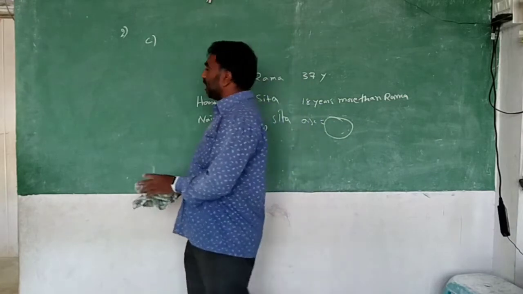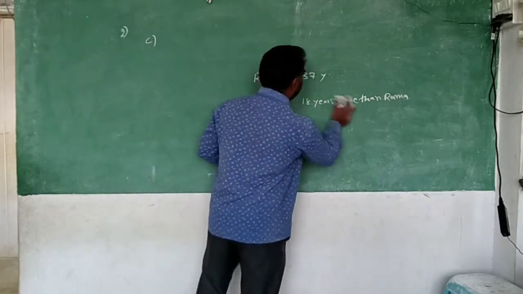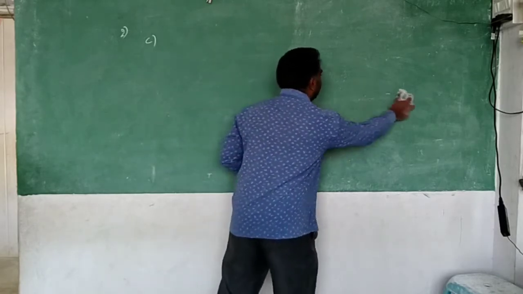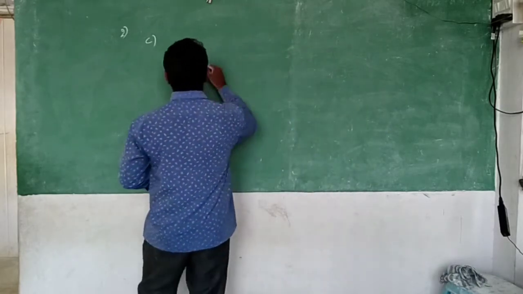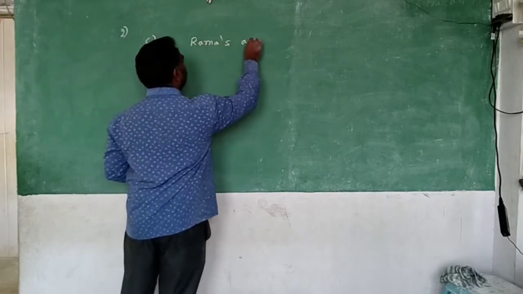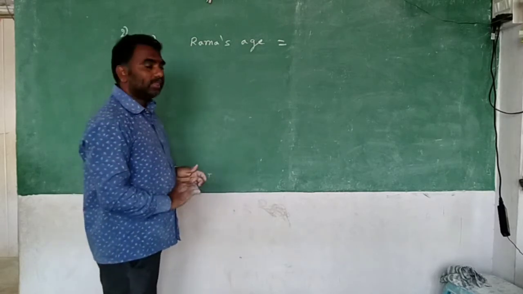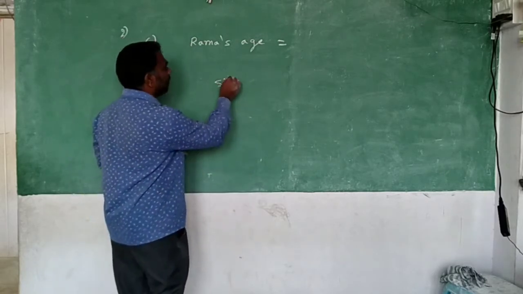Okay, now I will write the steps for you. You can read it. I think you understood how to do it. I will give the steps. First, what is the first question? Rama's age. You know Rama's age. You write it here. Then, Sita's age you need to find.